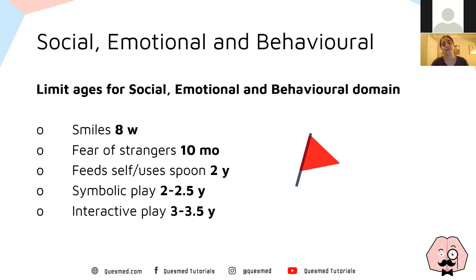So symbolic play, interactive play. And feeding self, I guess, is another good one. It's just a nice round age: 2 years old, they should be able to feed themselves and hold a spoon. And the play ones are a bit trickier to remember. I'm not sure how relevant they are, but here we go.